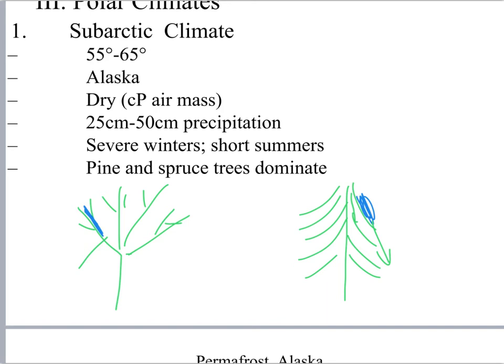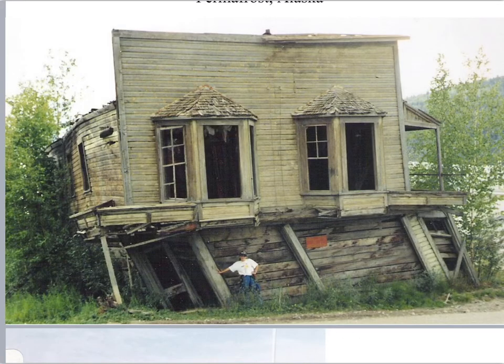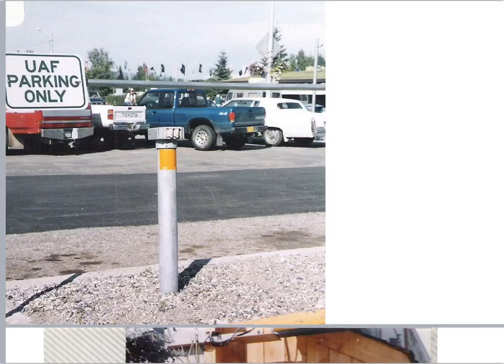Also with the needles, they have a waxy coating, so that's going to help prevent water loss in the cold, dry winters. This is an example of permafrost in Alaska. Permafrost means permanently frozen. So this house was built in a time when the ground was permanently frozen. Now with climate changes slowly occurring, our ground is no longer frozen and our buildings are now starting to sink into the ground. People have to adapt to the really cold winters.